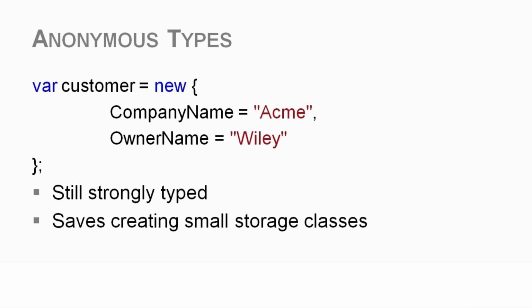It only really cares about the properties and the property values. So again, this is still strongly typed in its own way, and so I can't assign it to a different type of object. So it is still strongly typed at compile time.